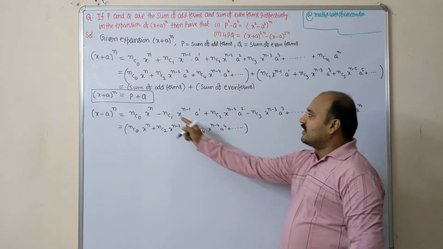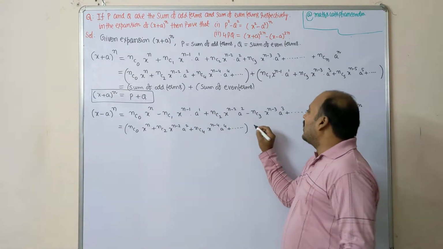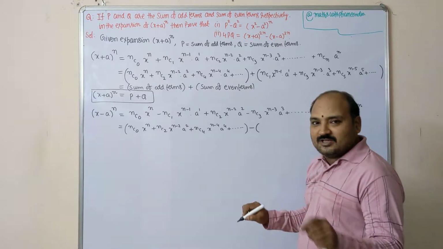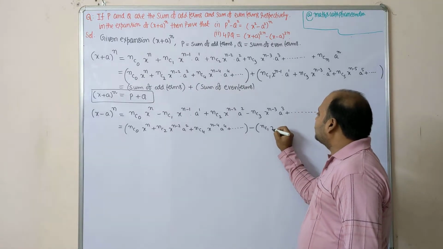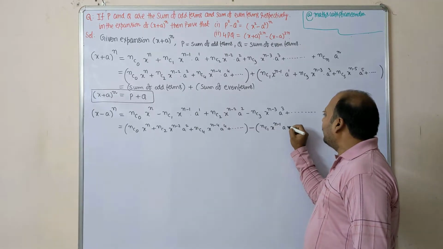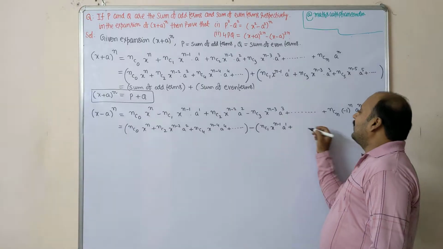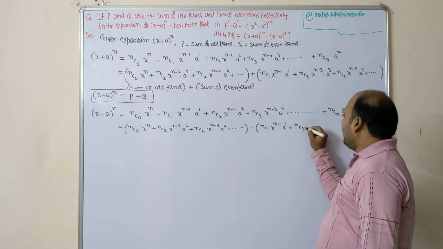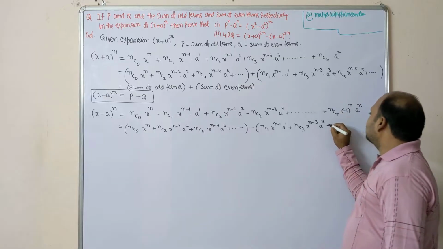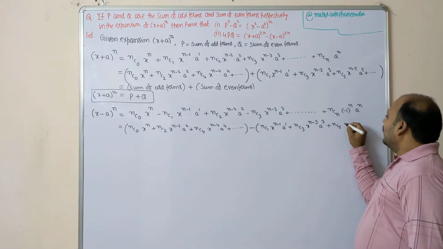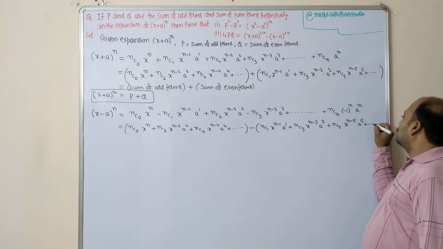The rest of the other terms will be containing minus. So what I am doing is minus I am taking common, dear students. Now nc1 x power n minus 1 a power 1 plus, whenever you are taking common minus, here all will become plus, nc3 x power n minus 3 a power 3 plus nc5 x power n minus 5 a power 5 plus and so on.